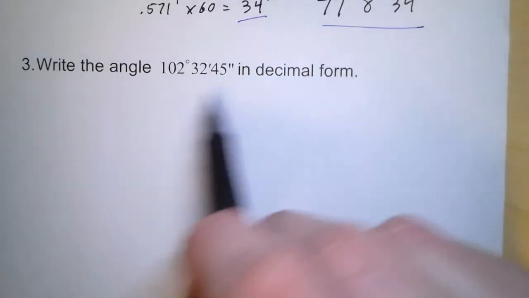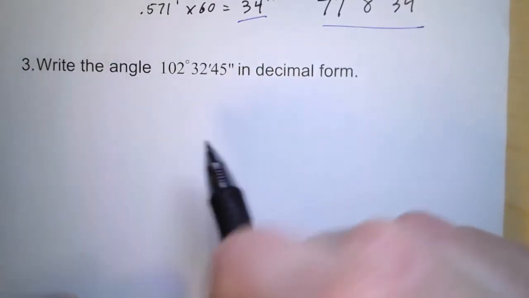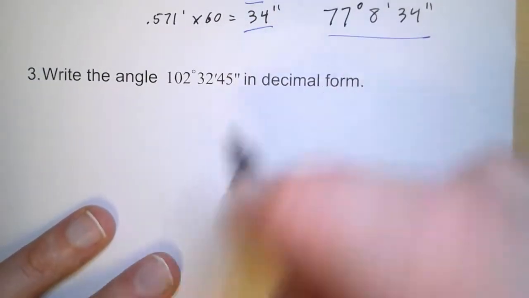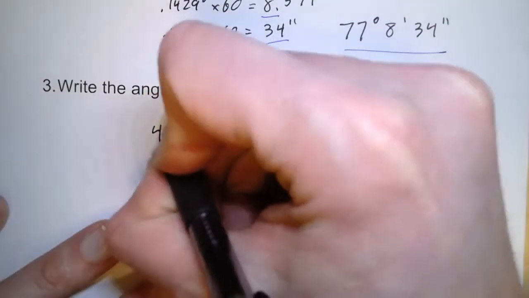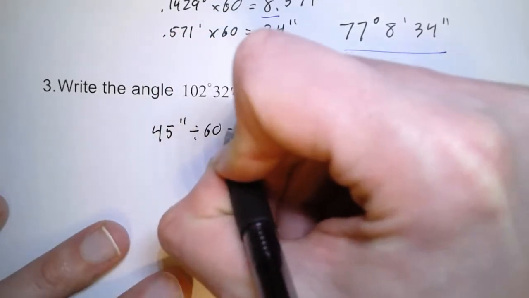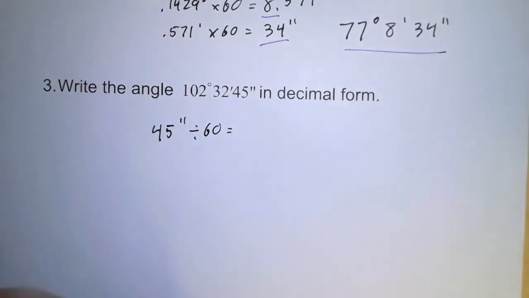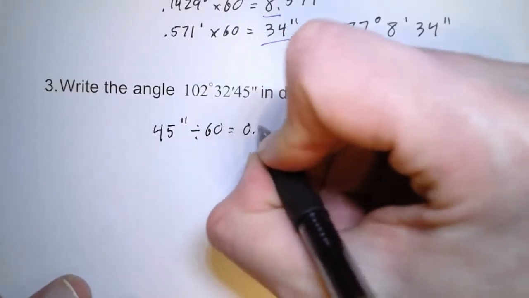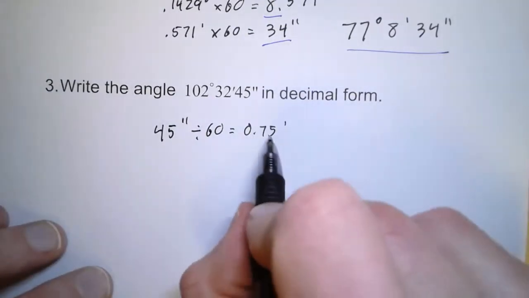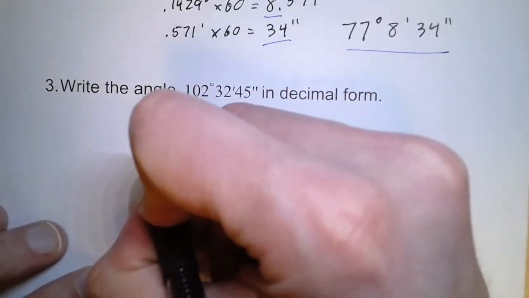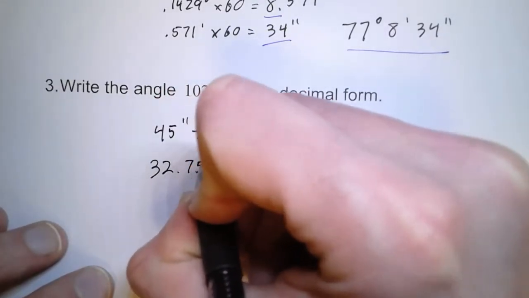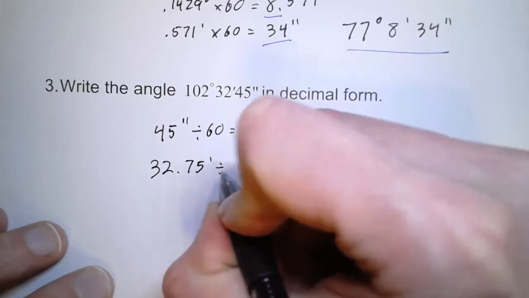So here, this is in degree, minutes, seconds form, and we want to put it into decimal form. So what we do is we pretty much do the opposite of what we did up above. So we take 45 seconds and we divide by 60. And so when we do that, we get a decimal of 0.75, and that's going to be in minutes. Now we have to add on the 32 minutes that we started with. So we have 32.75 minutes, and we'll divide by 60.